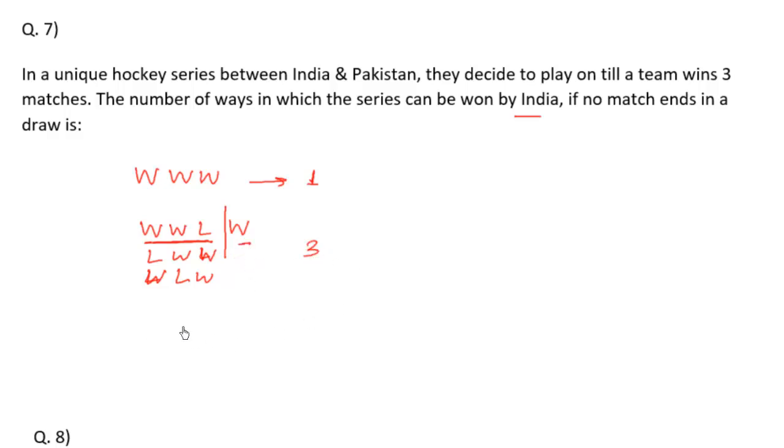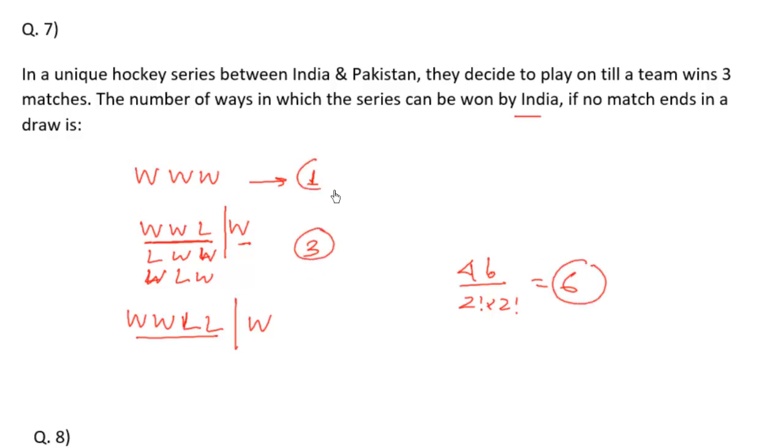If the series ends in 5 matches, then it would be 2 wins, 2 losses, and the last one will be won by India. These 4 can be arranged in 4 factorial divided by 2 factorial into 2 factorial ways, which is nothing but 6. So the total number of ways is 6 plus 3 plus 1, which comes out to be 10, and that becomes the answer.